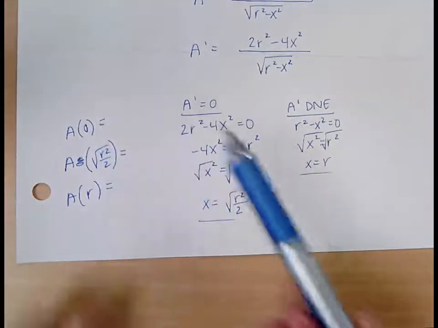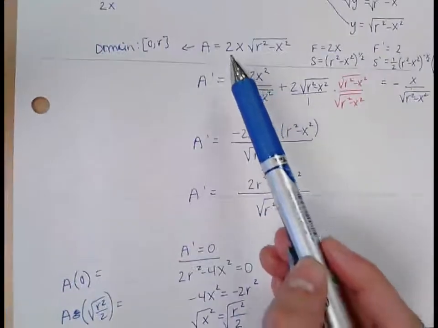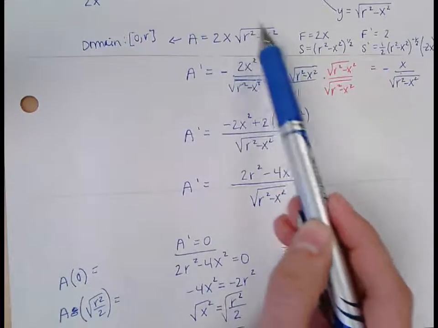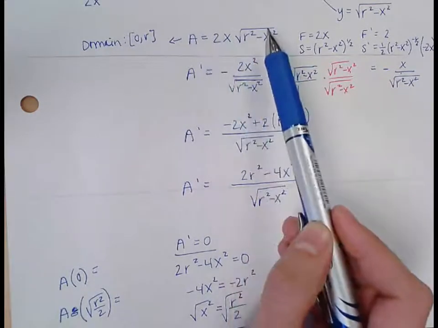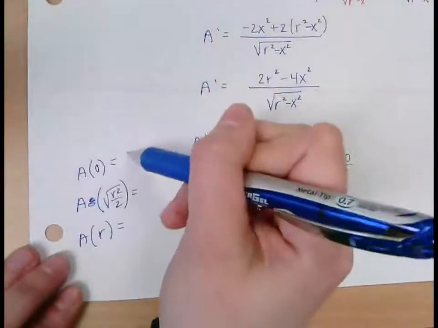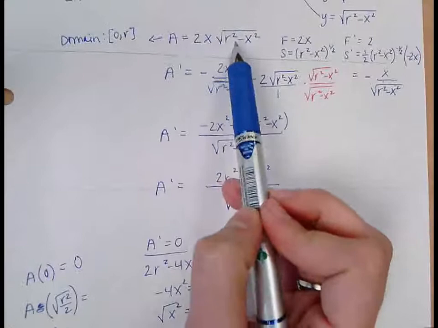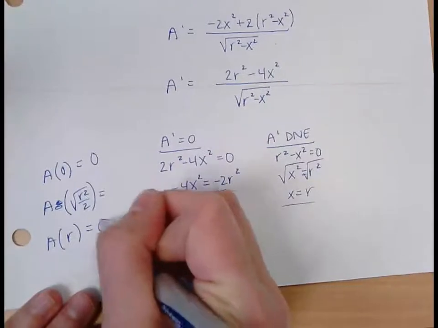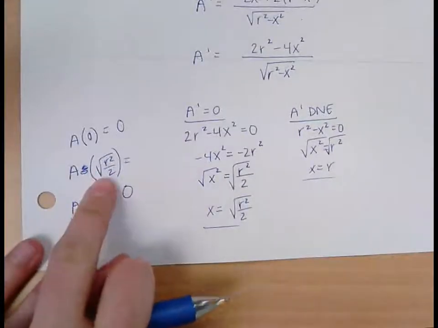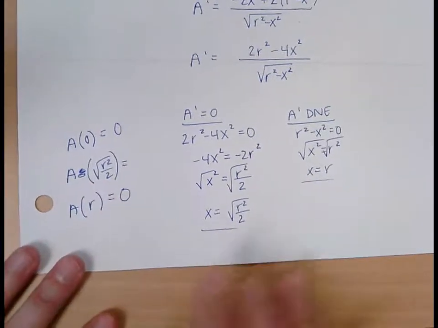For when x is 0, you're going back up here. If x is 0, the area is 0. And if x equals the radius, in here you have r squared minus r squared, so that's also 0. So we just need to find this area, because this area is going to be our answer, the maximum area.